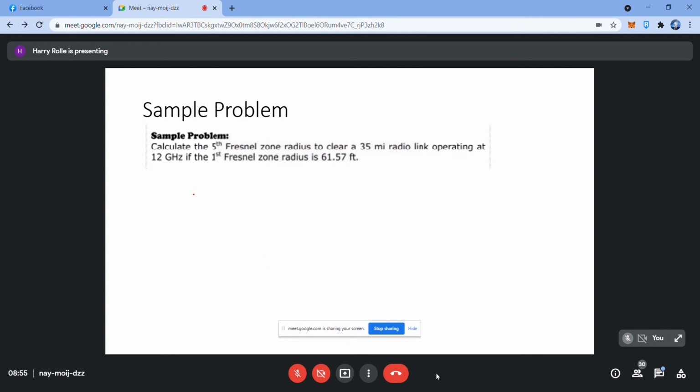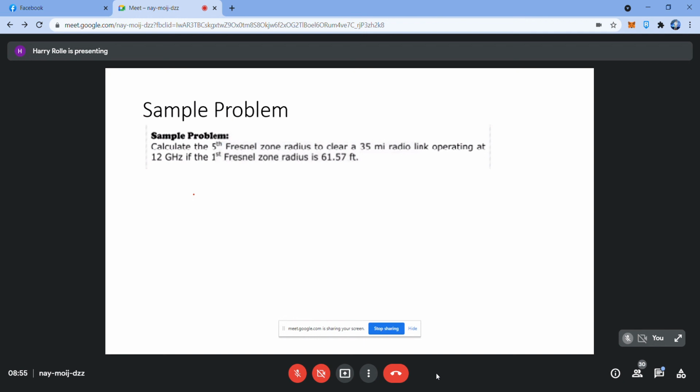subject or sample problem. Calculate the peak Fresnel zone radius to clear 35 miles radio link operating at 12 gigahertz if the first Fresnel zone radius is 61.57 feet. Ulitin ko. Calculate the peak Fresnel zone radius to clear 35 miles radio link operating at 12 gigahertz if the first Fresnel zone radius is 61.57 feet.